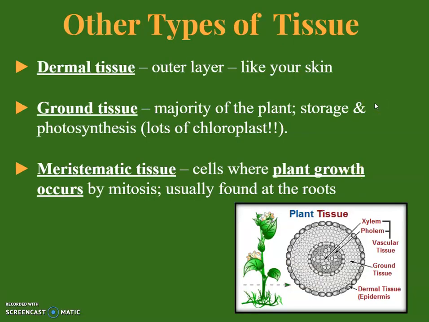There are other types of tissue as well. The dermal tissue is the outer layer of tissue on plants, which is similar to the outer layer of your skin, also known as the epidermis. Then there is ground tissue, which is the majority of the plant that just has a ton of storage and also contains a lot of chloroplasts for photosynthesis. And then the meristematic tissue is where the plant growth occurs by mitosis, which is usually found at the roots.